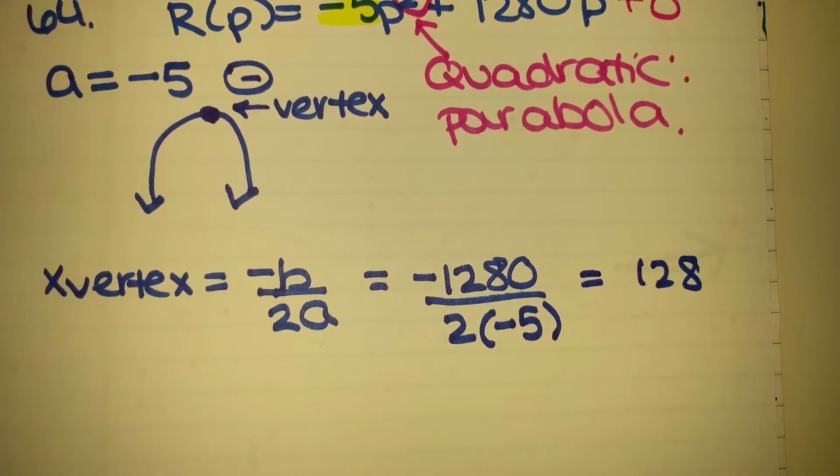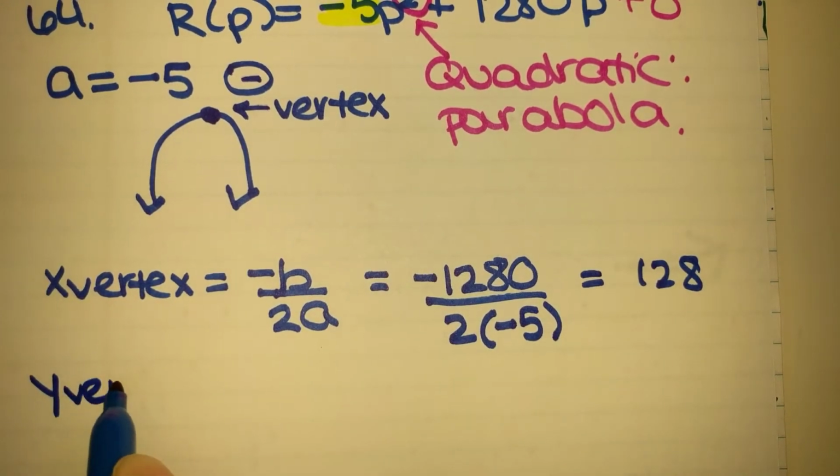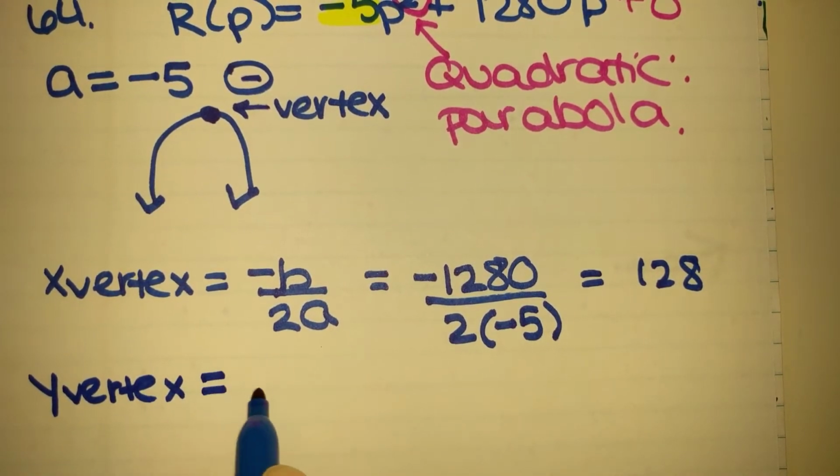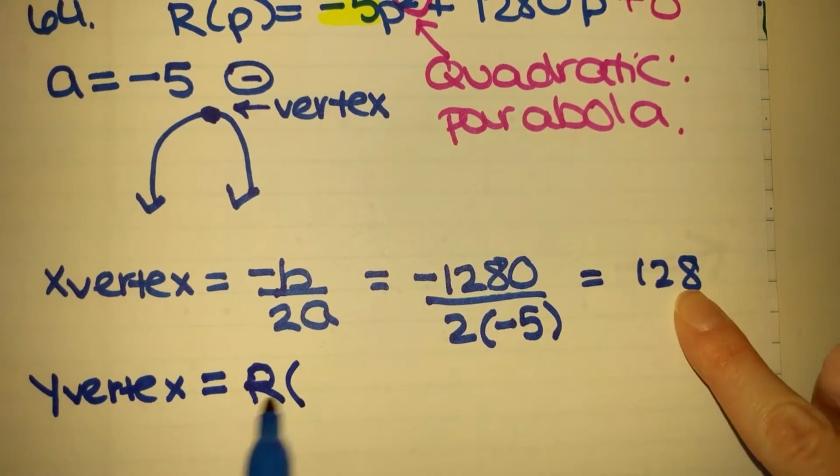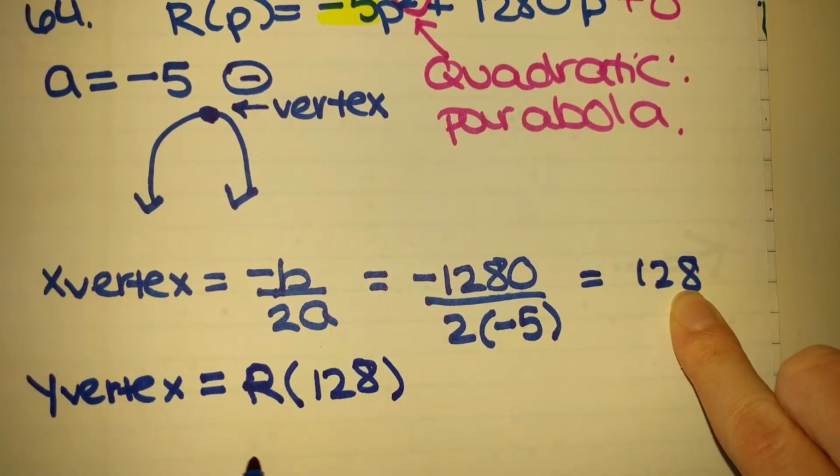Now, 128 represents the x value. So that's not the total maximizing of the revenue. That, again, is just the number of units that we have to produce to maximize the revenue. So to find the actual revenue, we need to find the y vertex. To do that, we take our function, which in this case is r, and we plug in 128.